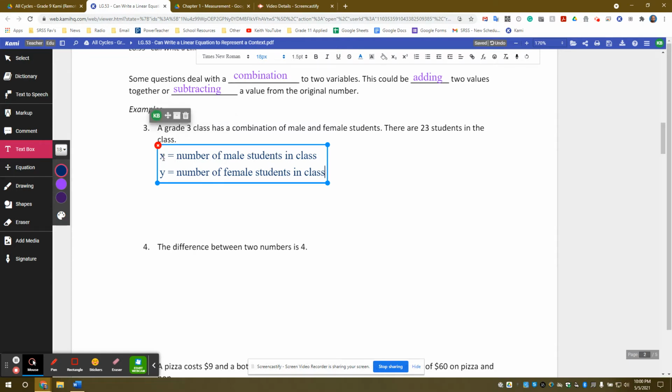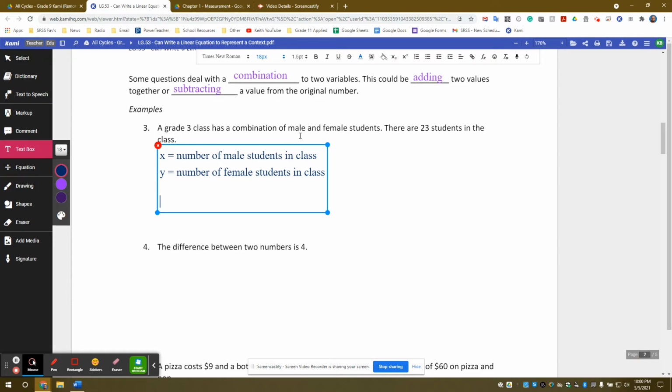Now we know if we're given a value for X, we know that X is the number of male students in class. And not only do we know that, but anybody who reads these notes and takes a look at this question will say, oh yeah, X is definitely the number of male students. So if we come up with a solution, we know that the X part of our solution is the number of males, and the Y is the number of females in the class.